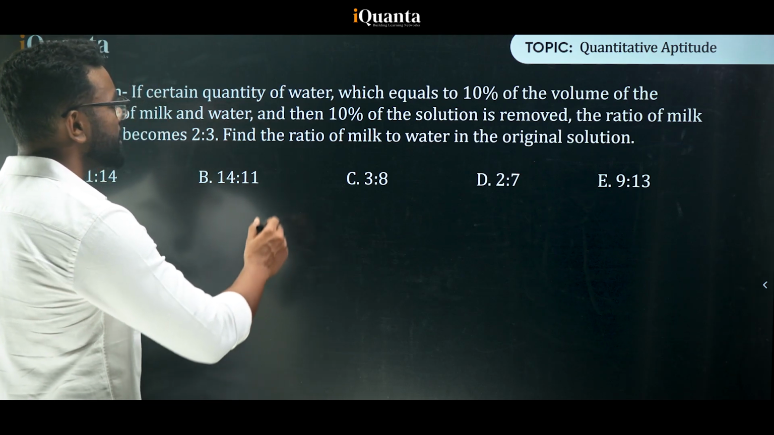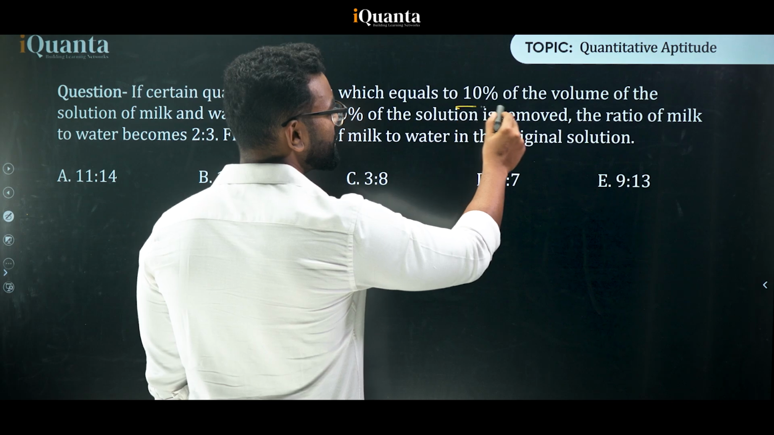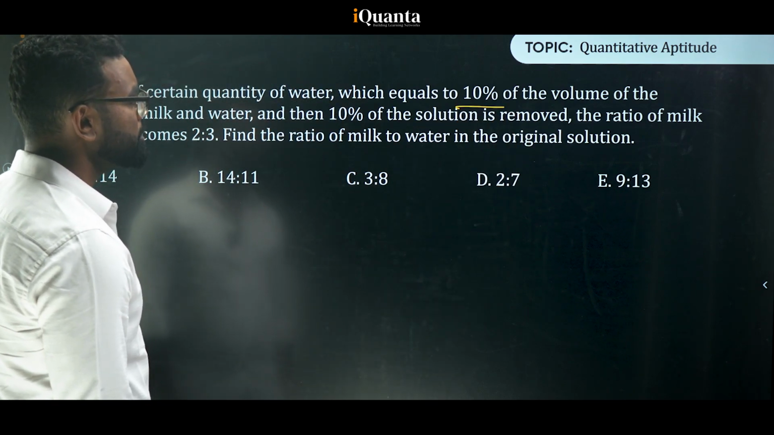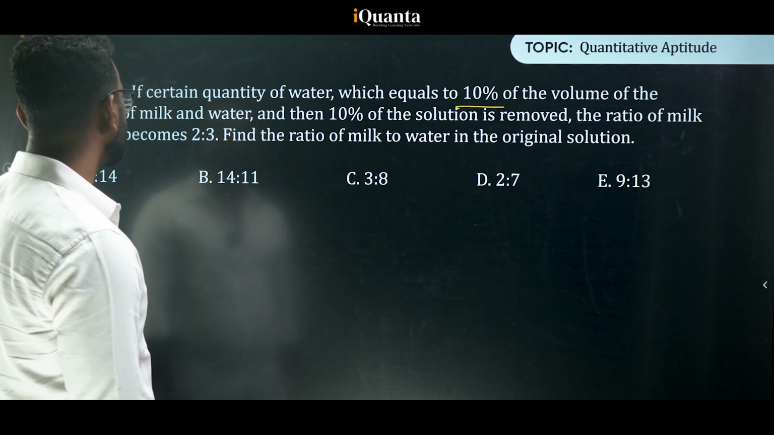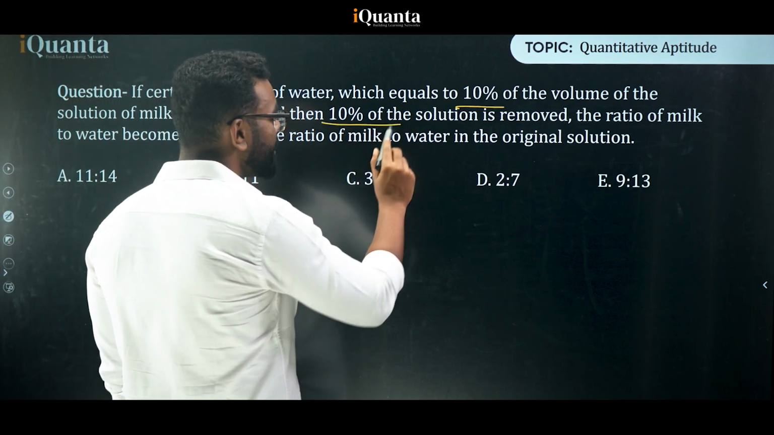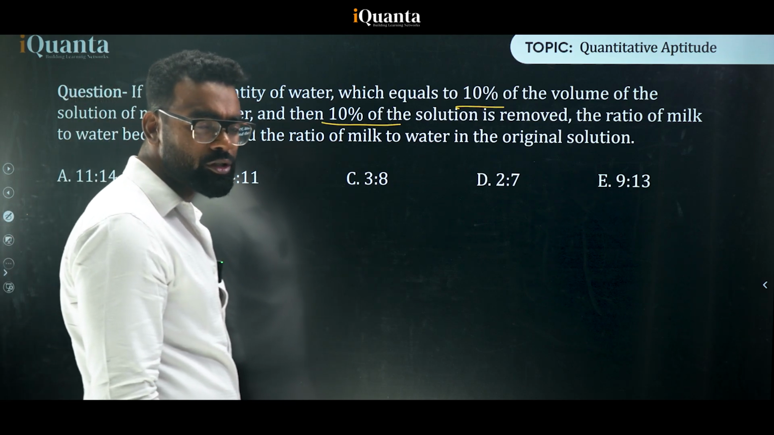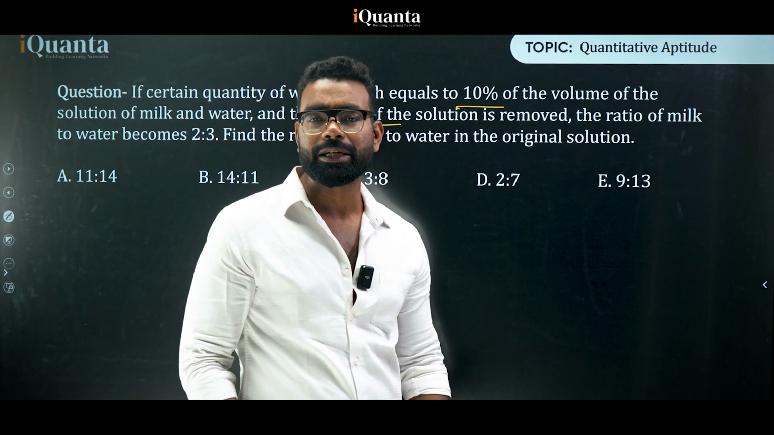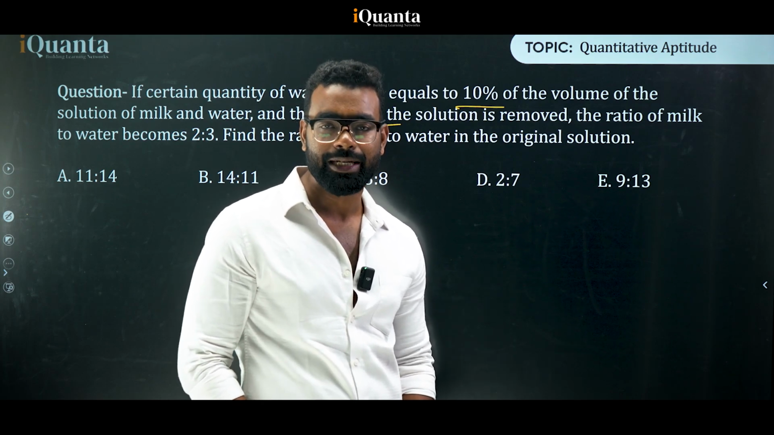Now think about it, a certain quantity of water which equals 10% of the volume of the solution of milk and water is added. Then 10% of the solution is removed, and the ratio of milk to water becomes 2:3. What I have said is, when I am removing something, there is no change in the percentage, the quantity ratio of your solution, right?